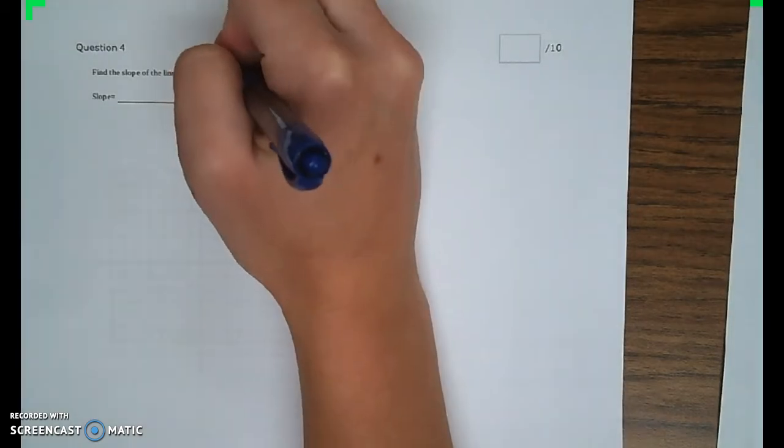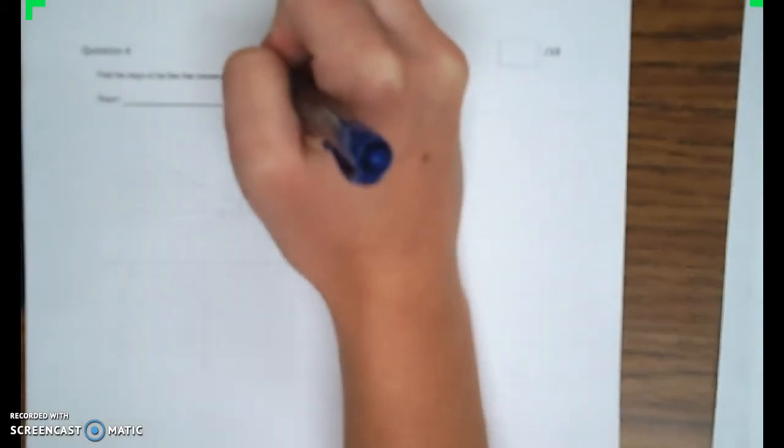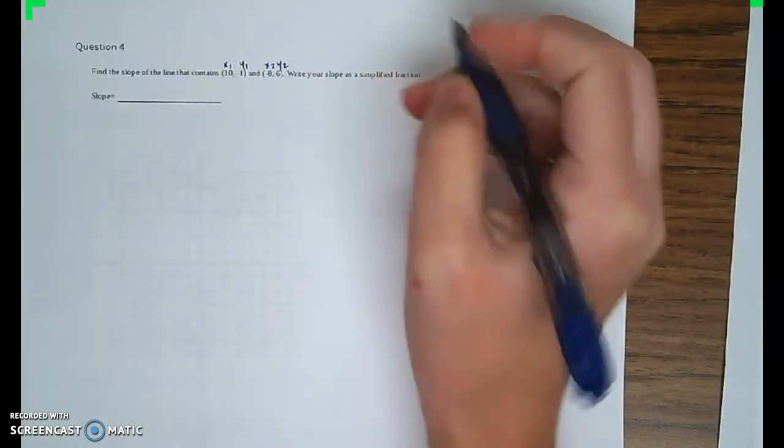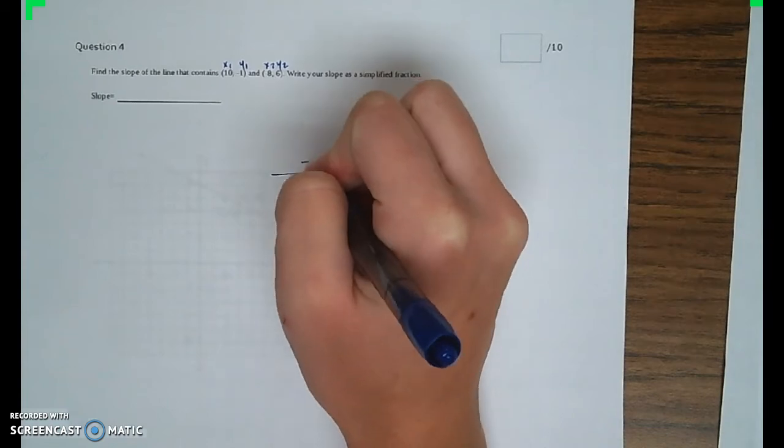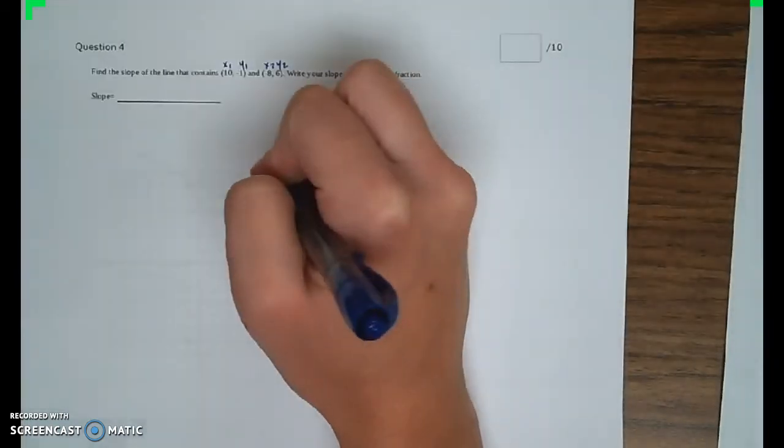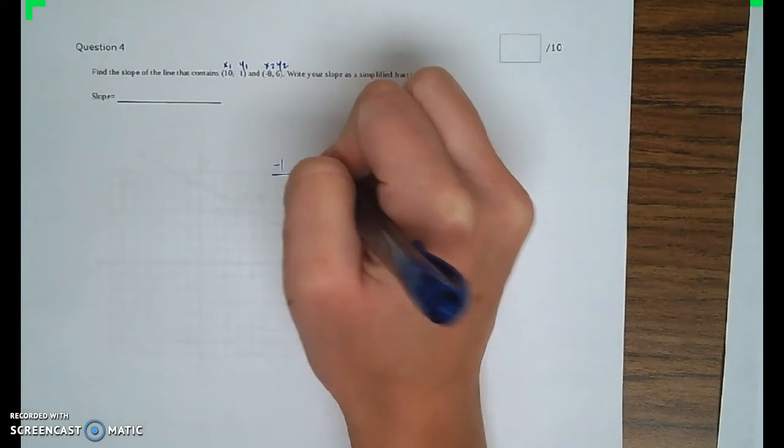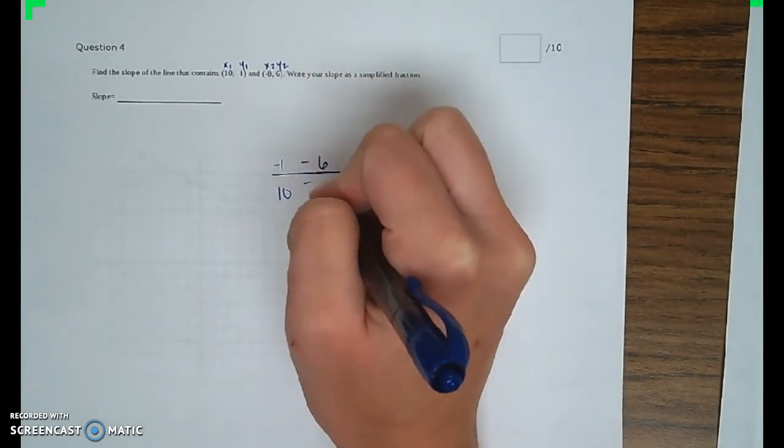Number 4, it says find the slope of a line that contains (10, -1) and (-8, 6), and then write your slope in simplest form. So very similar to the one we just did. So we have x1, y1, x2, y2. Do my line with my minus signs. So I'm going to start with my y's at the top. So I have negative 1 minus 6 over 10 minus negative 8.